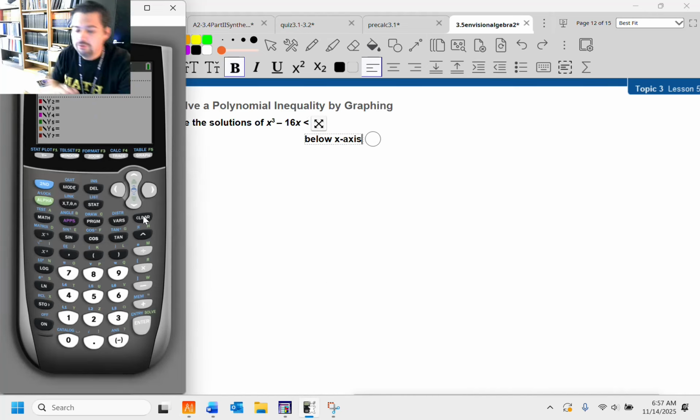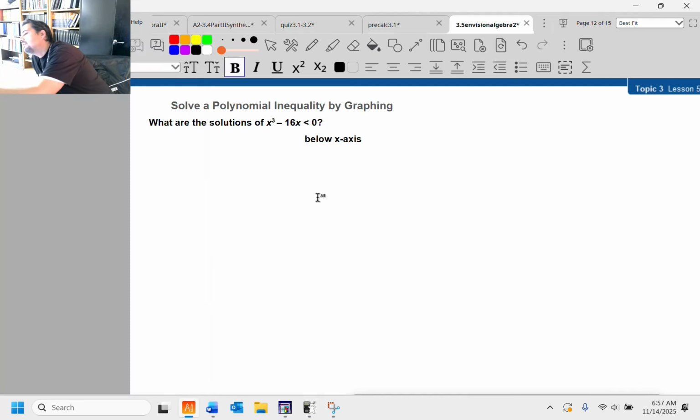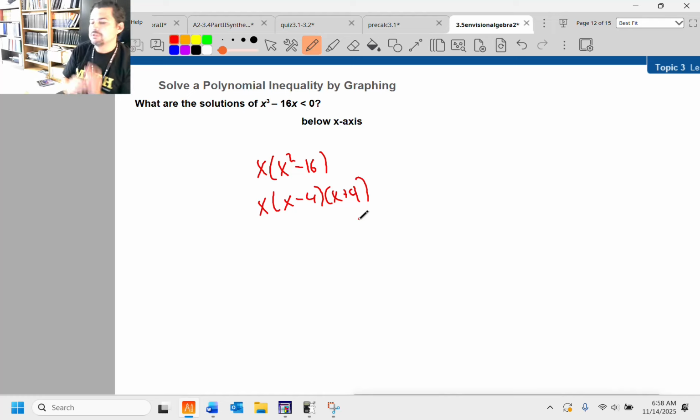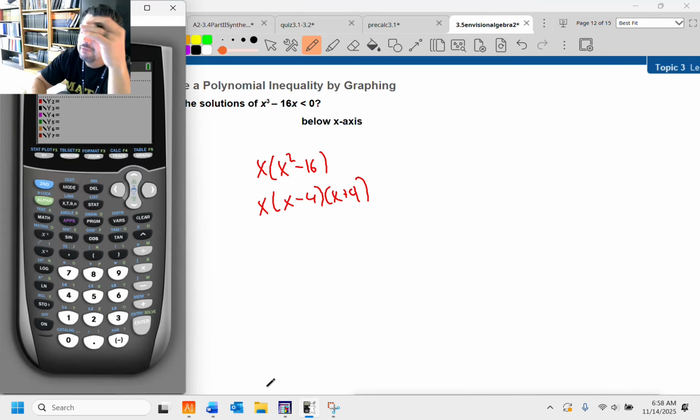Now, I do also want to pay attention to this. This is going to factor as x times x squared minus 16, which is going to be x times x minus 4 times x plus 4. So pay attention to that too, because those numbers are going to be a big deal in the answer to this question. 0 is going to be a big deal. 4 is going to be a big deal. Negative 4 is going to be a big deal. Anywho, we're going to graph this thing.